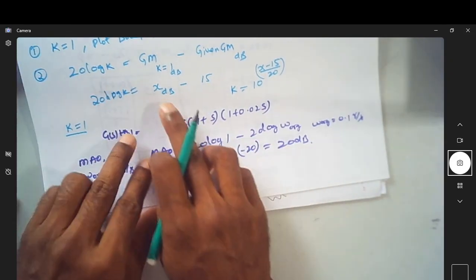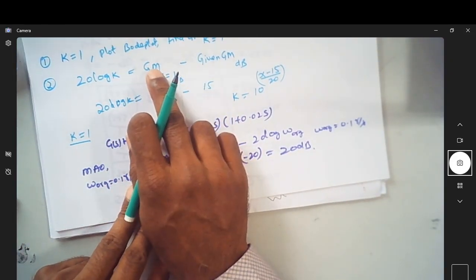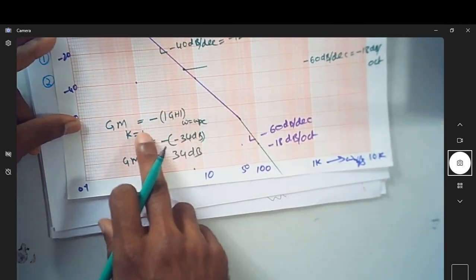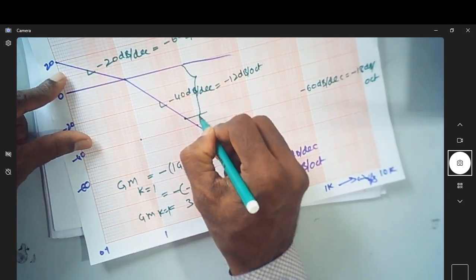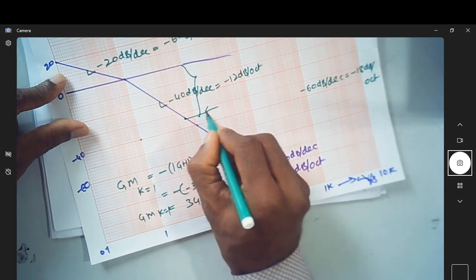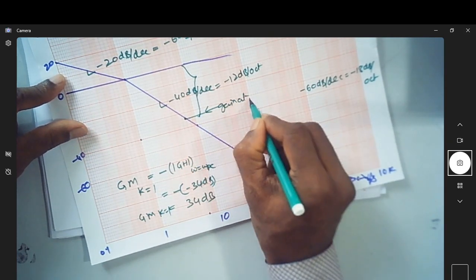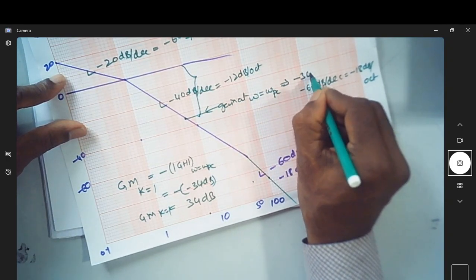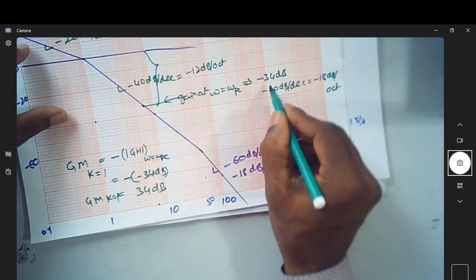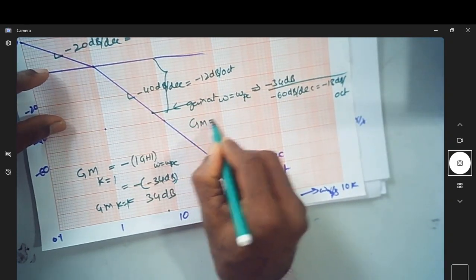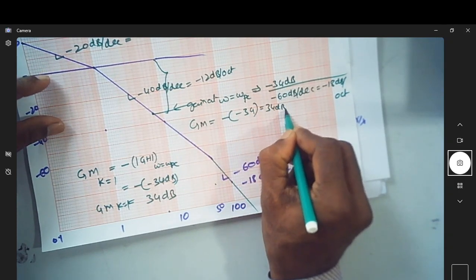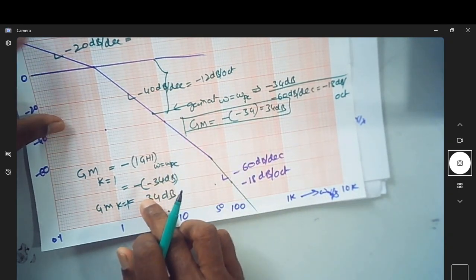Let us go to this equation. We were supposed to find gain margin with k equal to 1. As per this graph, this is actually gain margin. So what is this gain? This is gain at omega equal to omega pc, which is minus 34 dB. How to find gain margin? It is nothing but negative of minus 34 dB, which is 34 dB. This is gain margin. That's what we did here.